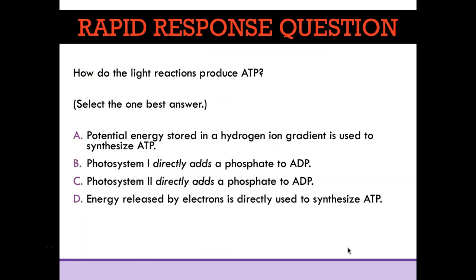So how do the light reactions produce ATP? So pause here and try your best to answer the question. So the answer to this question is A. Potential energy stored in a hydrogen ion gradient is used to synthesize ATP.